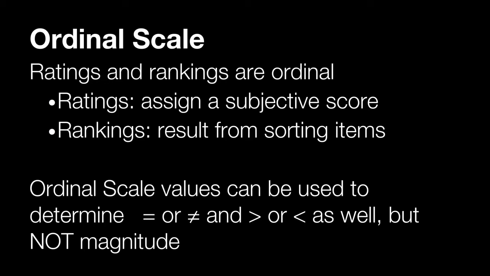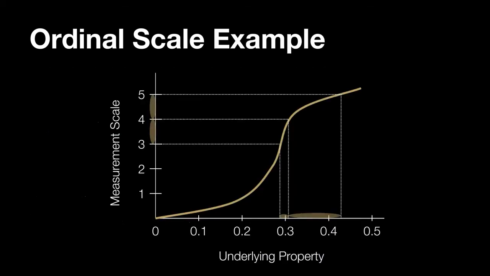An indicator of the center of the data would be the median or the mode, and for dispersion or spread of the data, we look at the range or interquartile range. Ordinal scale values can be used to determine equal, not equal, greater than or less than as well, but we can't determine the magnitude. And here's why.